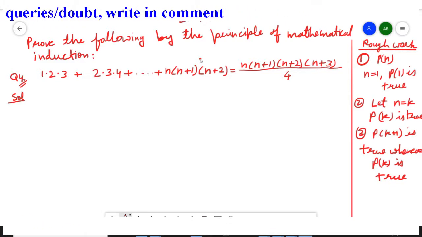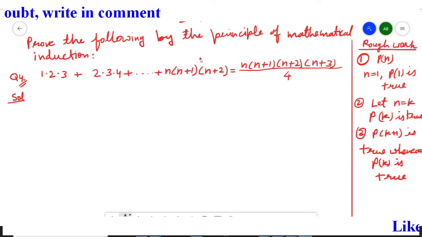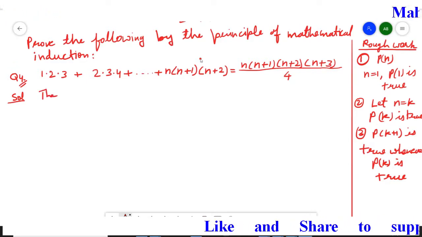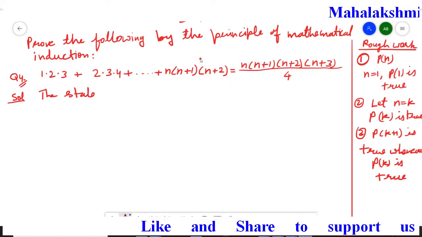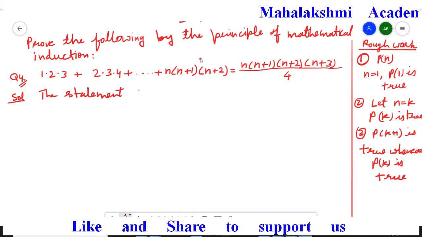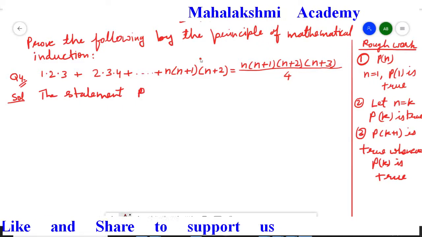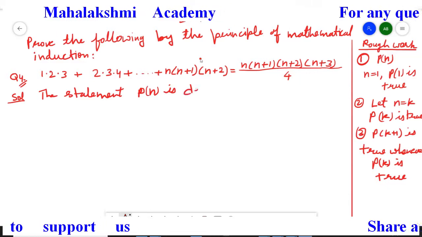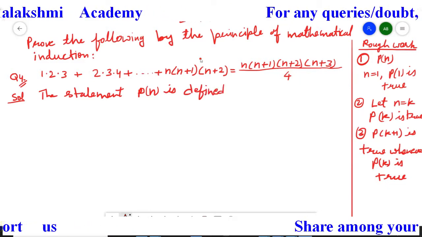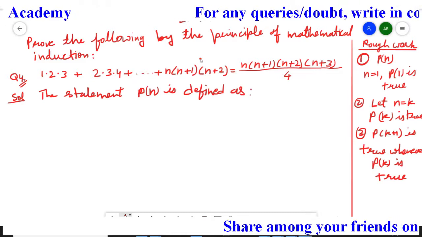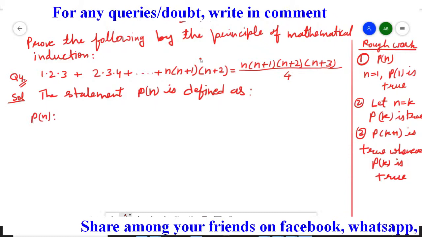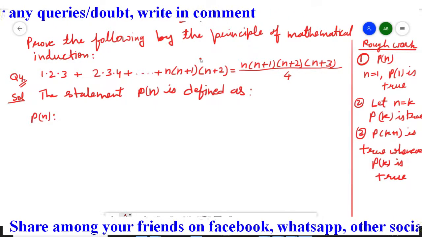Now here we will start. First step is what? We have to assume the given statement as Pn. So we will write here, the statement Pn is defined as, so whatever the statement is, just write it down as it is.